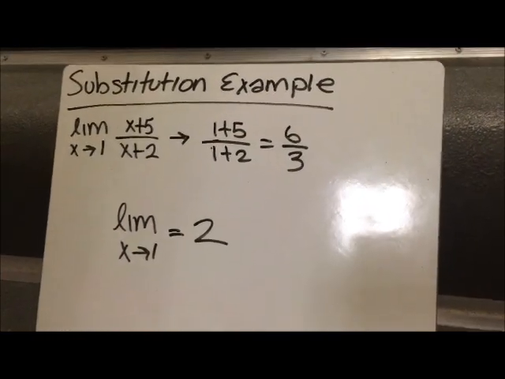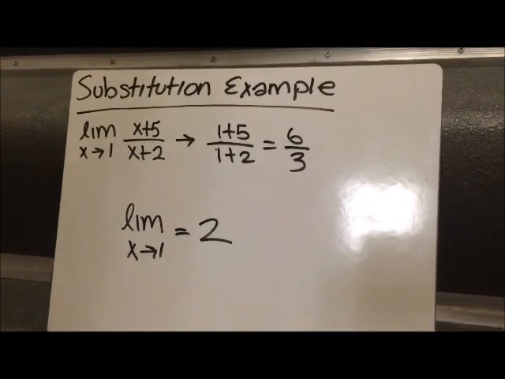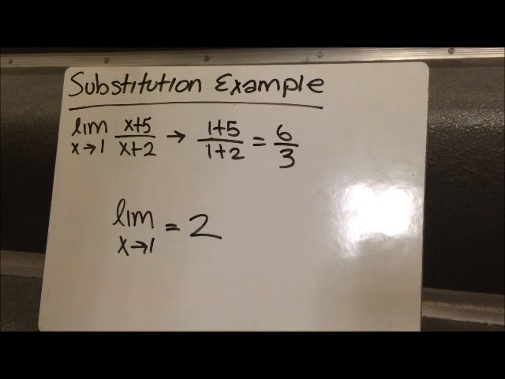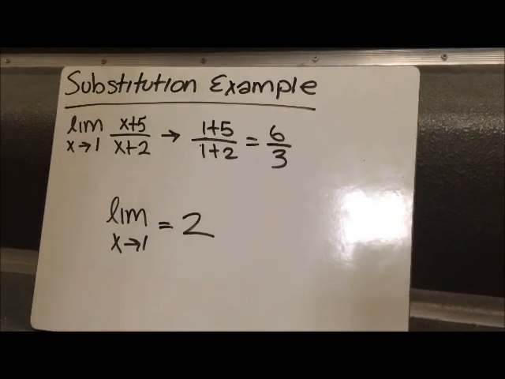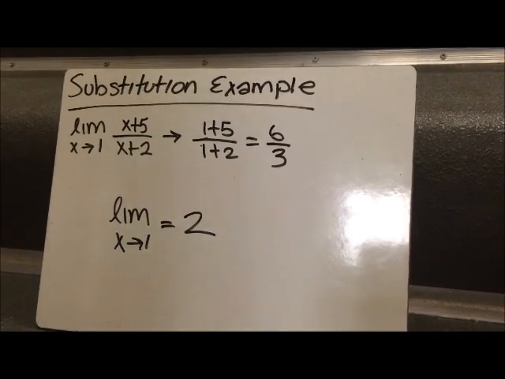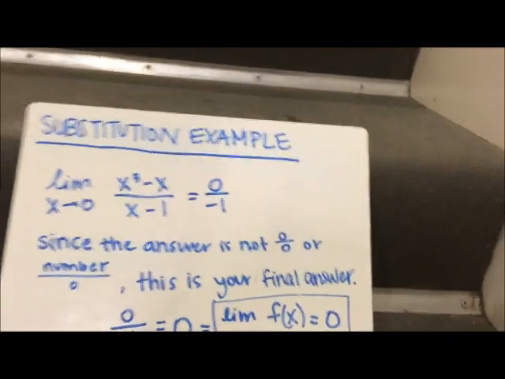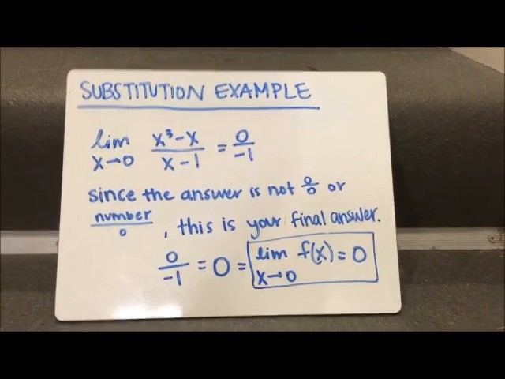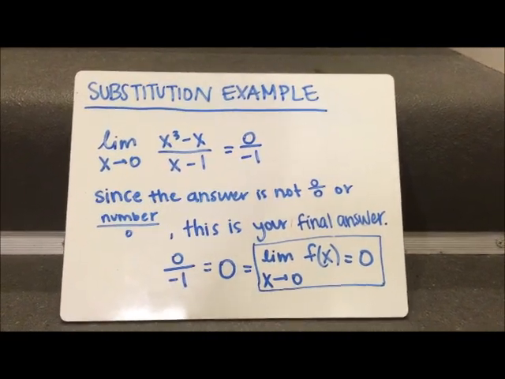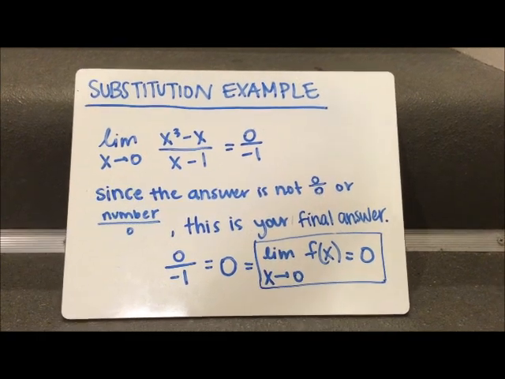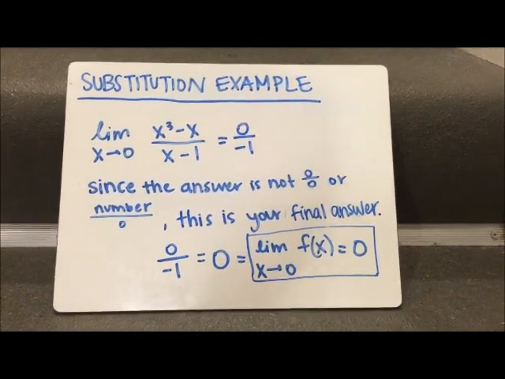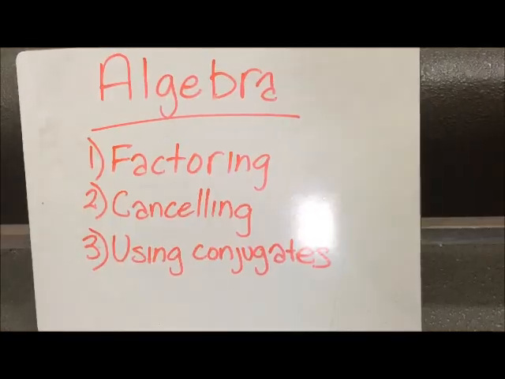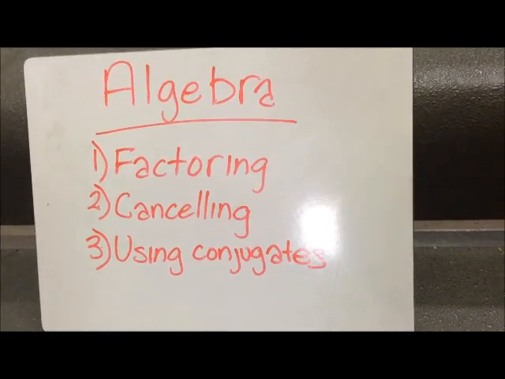First example, how you do it is you plug in 1 for your x's, and for this example you get a number over a number, so your answer is just going to be a number. For this example, when you plug in 0 for your x's, you get 0 over -1. Since the answer is not 0 over 0 or a number over 0, this is your final answer, so it's going to be 0. So, when substitution doesn't work, you move on to algebra.